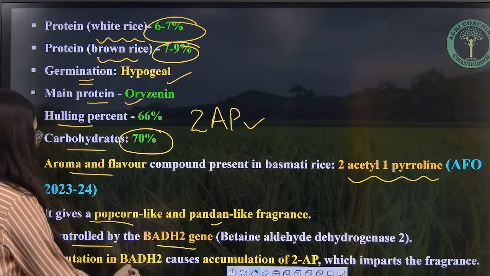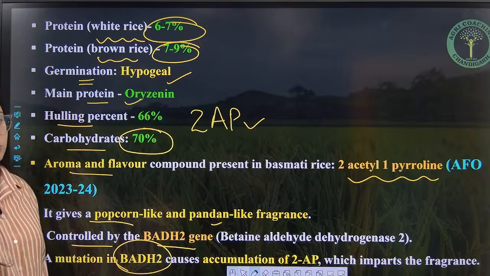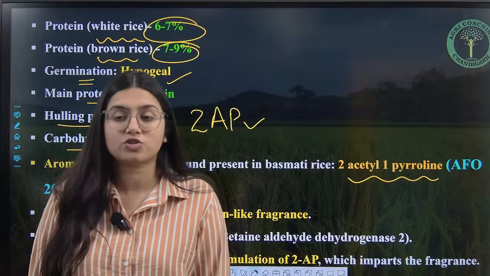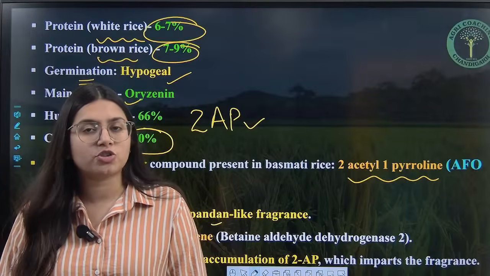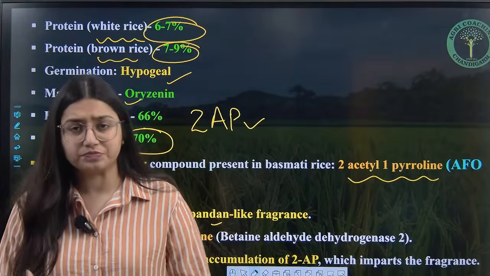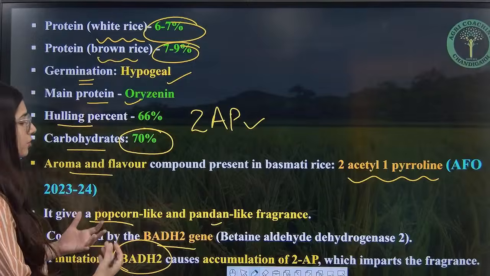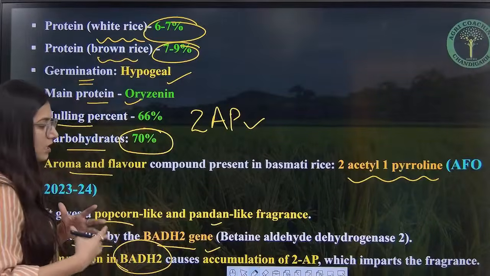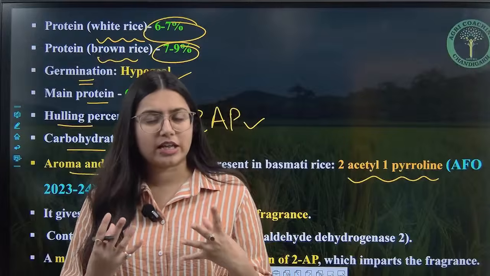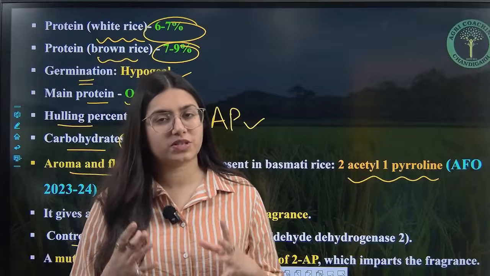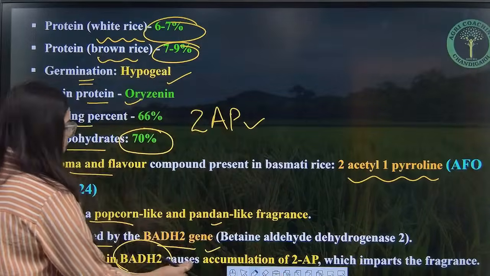And when mutation happens in BADH2 gene, what is mutation? Sudden heritable change is known as mutation. When mutation happens in the BADH2 gene, the 2-AP accumulates, and then it imparts a very beautiful pandan-like, vanilla-like fragrance in your specifically Basmati rice.